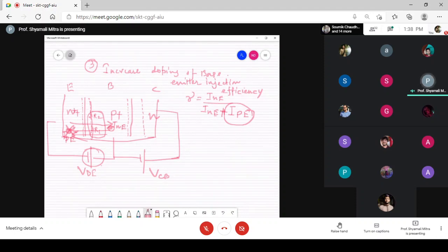And in that course of time, there is one generation, that is INE, and there is one loss or recombination, that is IPE. And in the ideal case, what we want is that this should be zero, so that gamma is equal to 1. That means this IPE should be 0, so that gamma is 1, which is the maximum efficiency that is observed in this case. Now, how to maximize this? If our target is to maximize this emitter injection efficiency, how to achieve this?